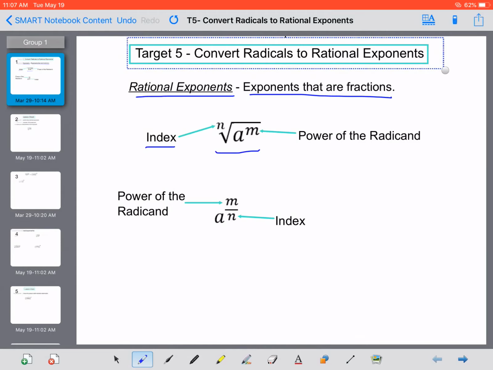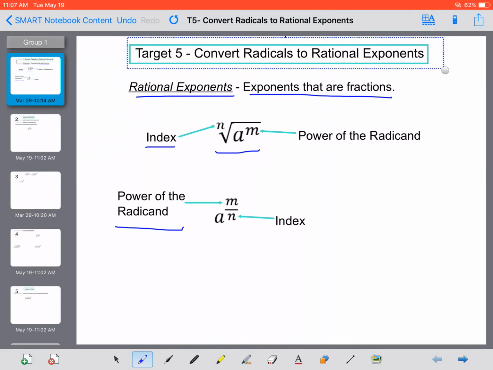Now, to convert it to exponential form with a rational exponent, m, which was the power of the radicand, becomes the numerator of your exponent. n, the index, becomes the denominator of your rational exponent.